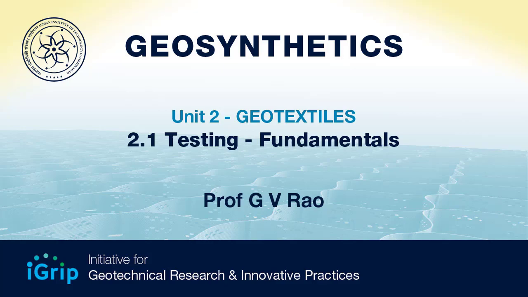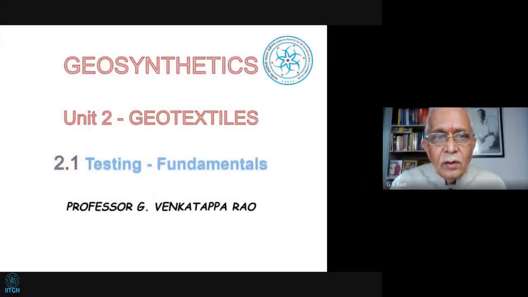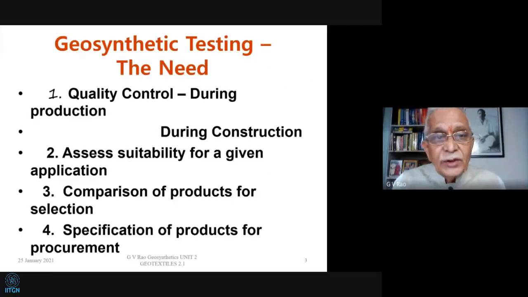So we are beginning, as I mentioned, the second unit of the course CE629, Geosynthetics. The second unit is now titled Geotextiles, and we are looking initially at the fundamentals of testing: why we need the testing, and what kind of aspects we are interested in finding out to make it suitable and amenable for different functions and applications. So first of all, we need to do the testing for quality control.